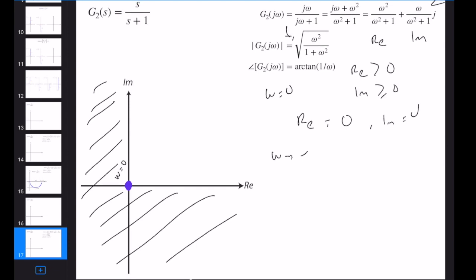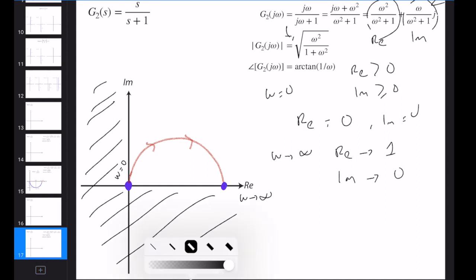Omega is going to infinity. The real part is going to 1, because of this. The imaginary part is going to 0 because of this. So we will be here when omega is going to infinity. We follow the same logic. And let's change the color. My polar plot should be something like this in this direction. And if you look at the magnitudes, you will see that it's true.